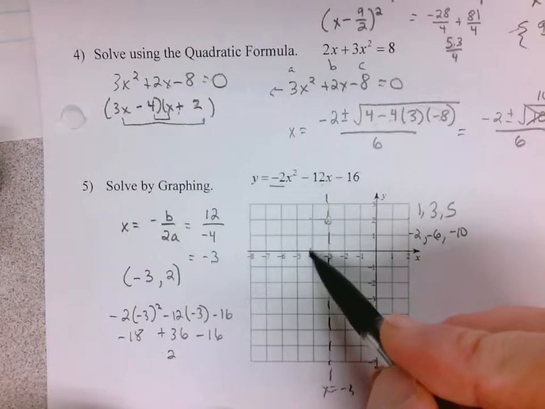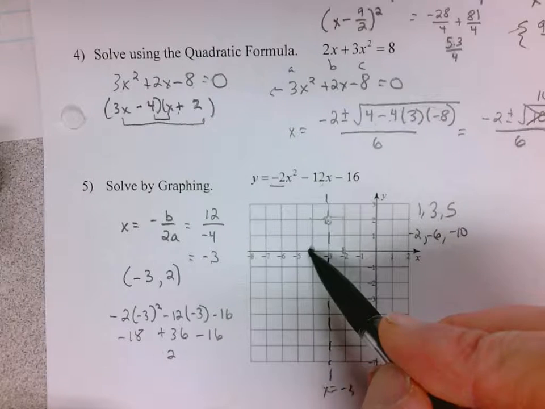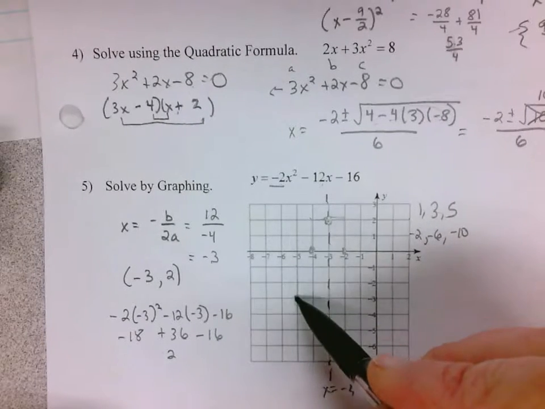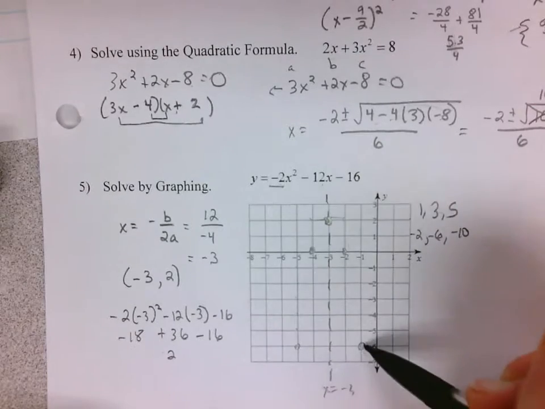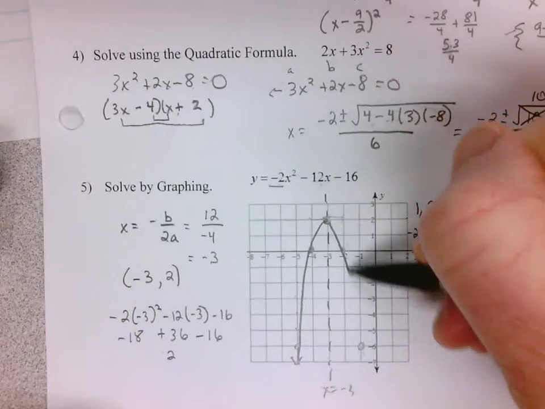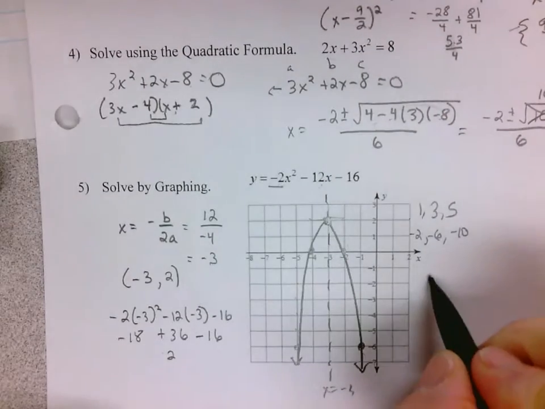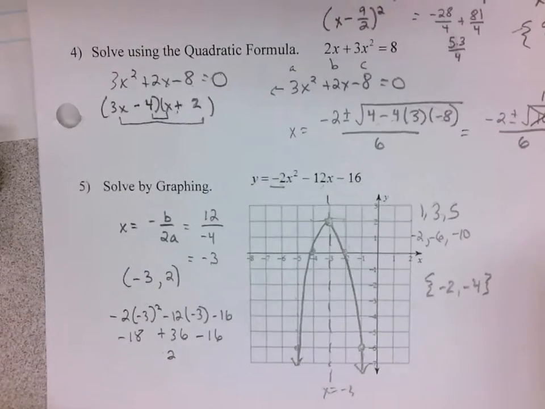So I'm going to go over 1 and down 2, over 1 and down 6. At this point, it doesn't matter. We're solving the graph, but just so that you can see, negative 2 and negative 4 are my solutions.